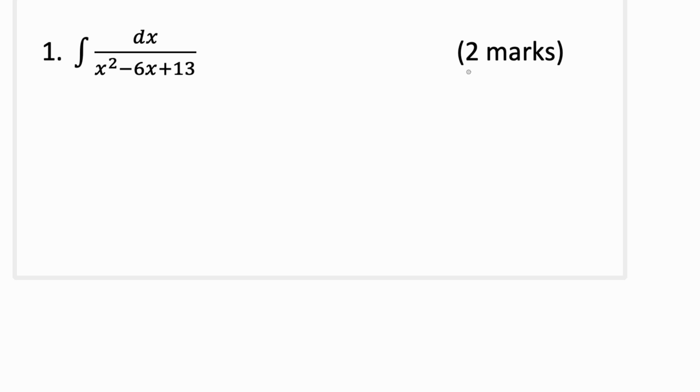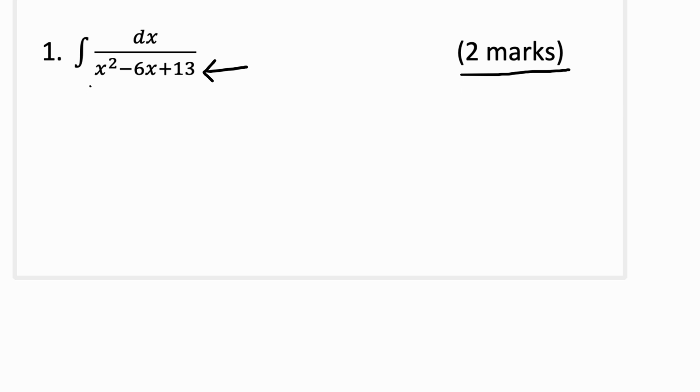This was asked for 2 marks. In this question, they have given dx upon x square minus 6x plus 13. So this is a rational function in which the denominator is a quadratic function. What will we do? We'll try to convert it into the form 1 upon x square plus a square, for which we have a direct formula. So with that in mind, let us use the completing the square method.